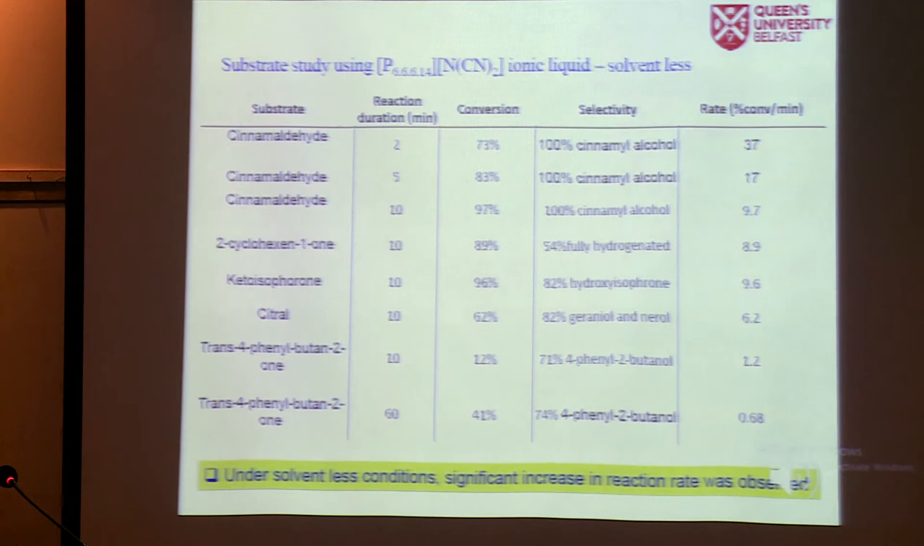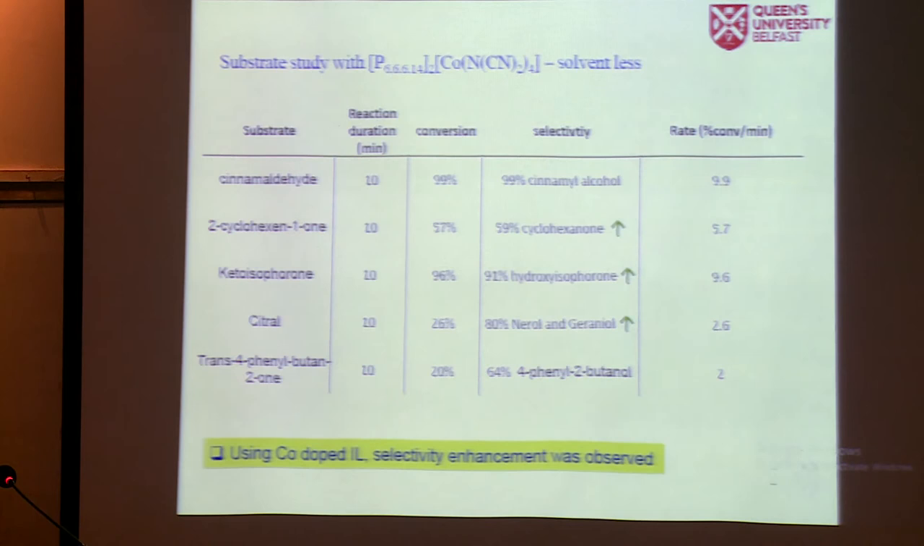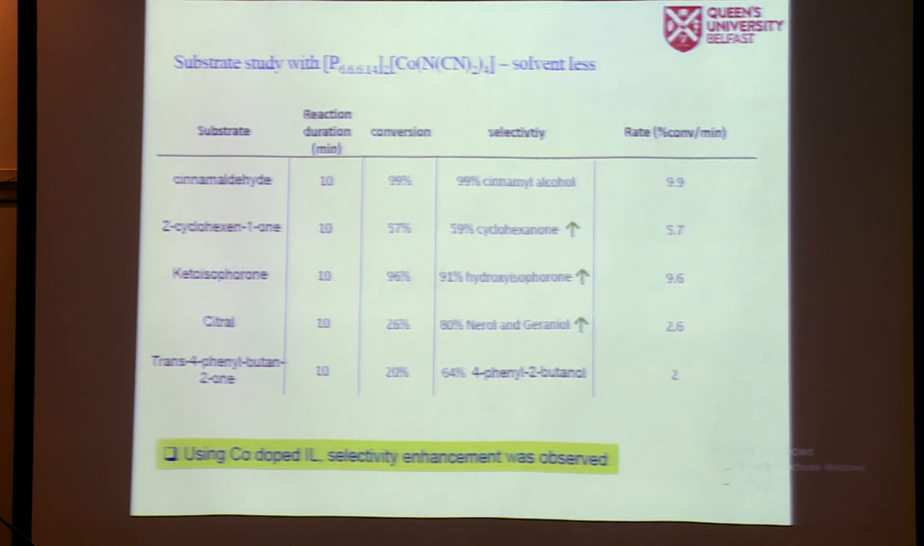Yes. This again shows the ionic liquid in solvent-less conditions, but this time it is a cobalt-based ionic liquid. And with the cobalt-based ionic liquid, the selectivities were even better than the one without cobalt with the dicyanamide. So it is possible to tune the ionic liquid, increase the solubility, and increase the mass transfer, and the higher selectivities can be achieved. And since it is a magnetic ionic liquid, it is easier to separate as well.